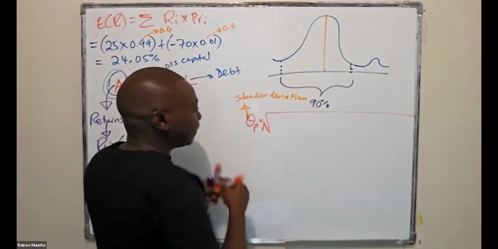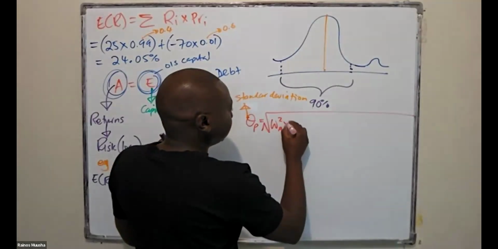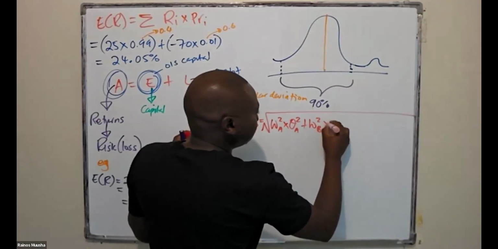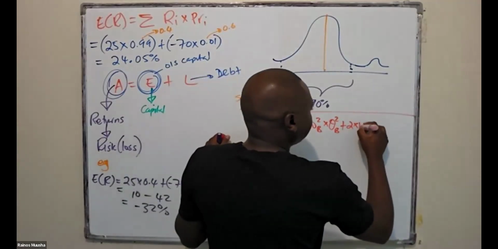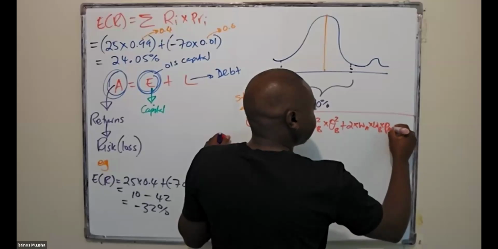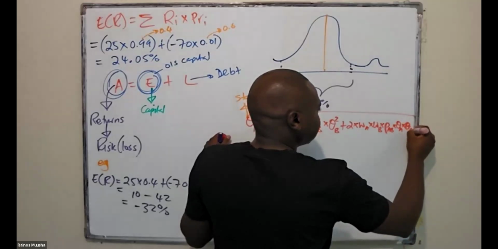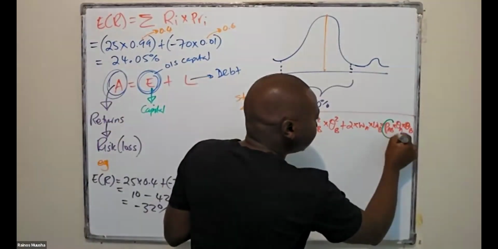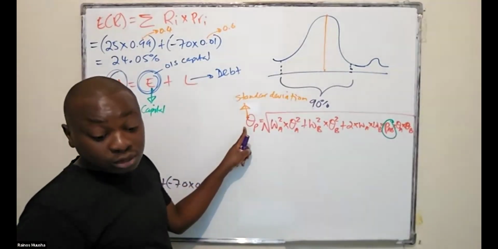Which measures risk, and your standard deviation is given as the weight of asset A squared multiplied by the standard deviation of asset A squared, plus the weight of asset B squared multiplied by the standard deviation of asset B squared, plus 2 multiplied by the weight of asset A multiplied by the weight of asset B multiplied by the correlation coefficient of asset A and B multiplied by the standard deviation of asset A multiplied by the standard deviation of asset B. I'm more interested in this issue of the correlation between the two assets, because it contributes towards what? Measuring the total risk of these two assets.